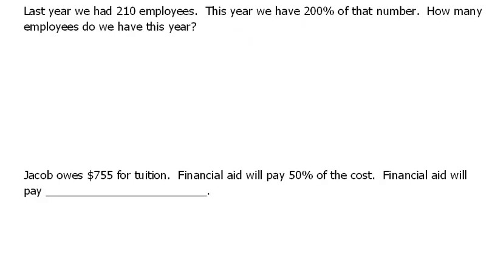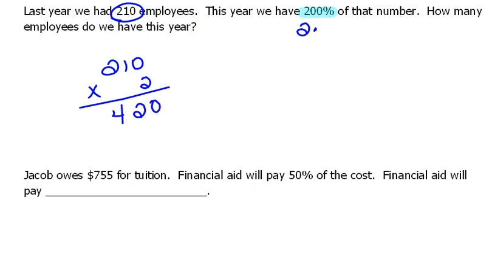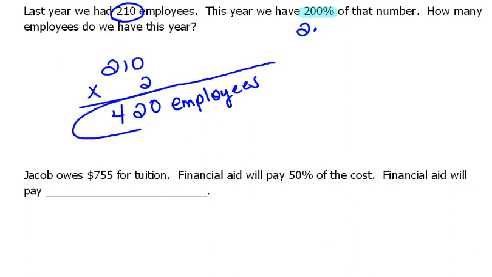This next one says last year we had 210 employees. This year we have 200% of that number. How many employees do we have this year? Well, if you'll remember, our 200% is the same thing as doubling or 2 times the whole. Our whole amount was 210. And if we're going to double that to represent 200%, then that would be 420. So that means that this year we have 420 employees. That's double what we had last year, or 200%.